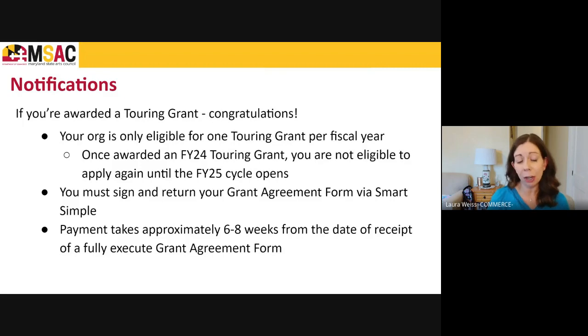And that's really largely because the payment process can take a while. It can take 6 to 8 weeks from the date of the receipt of the fully executed grant agreement form for you to receive the funds. So that's just something to think about as you're thinking about when to apply. Yes, it does have a rolling deadline, and you can apply at any time as long as it's before your event occurs. But keep in the back of your mind the fact that it can take about 2 months to receive payment as well.